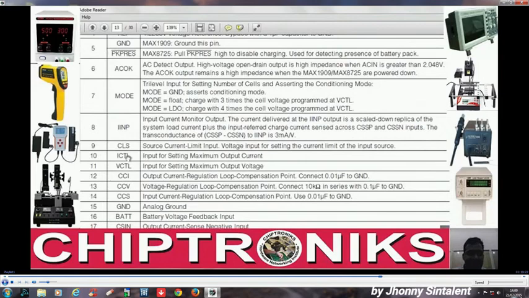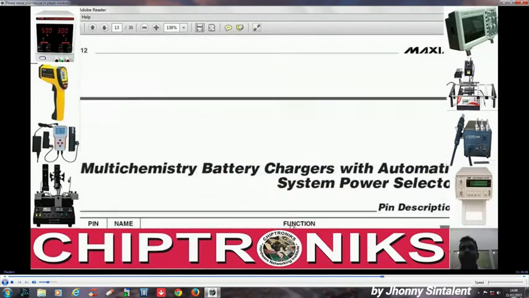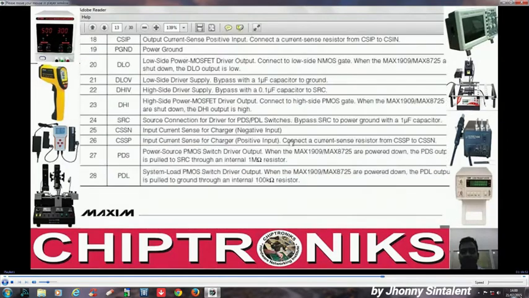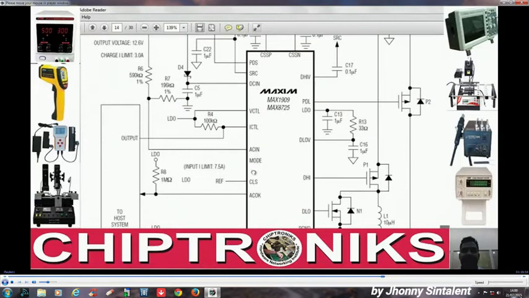ICTL and VCTL. I'm just discussing the important pins. We have to look at those important pins, right? We do not have to be concerned with all the pins. So we have to be clear about ICTL and VCTL. ICTL is the input for setting the maximum output current, and VCTL is the input for setting the maximum output voltage. We'll go by here, ICTL and VCTL.